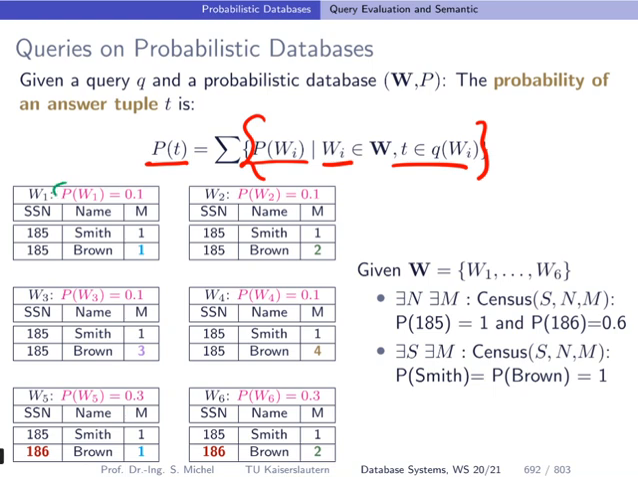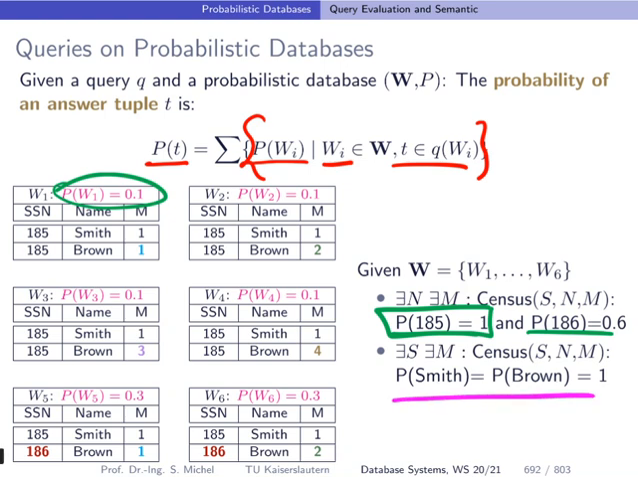So now we take the same probabilities from some slides ago, and if you're doing the same queries as before on the slide, we're getting, this was obvious because 185 is a certain answer, the probability 1. Here we're getting the probability 0.6 for the 186 social security number, and for the names, of course, we get for Smith and Brown the probability 1, because they appear in all of these worlds as query results, and the sum of these values here has to be 1, as we have seen earlier.